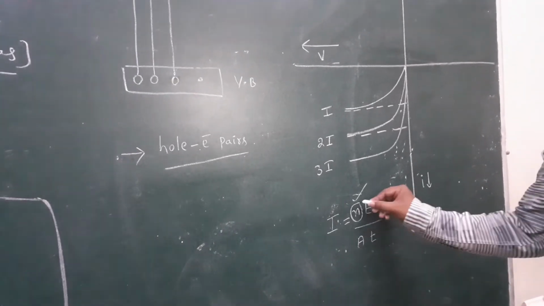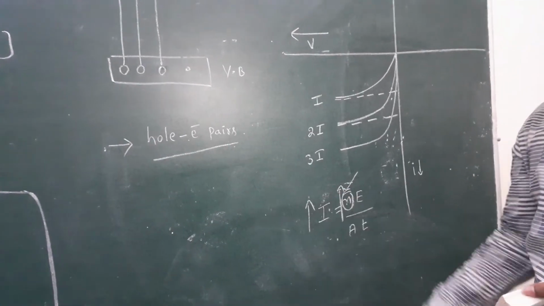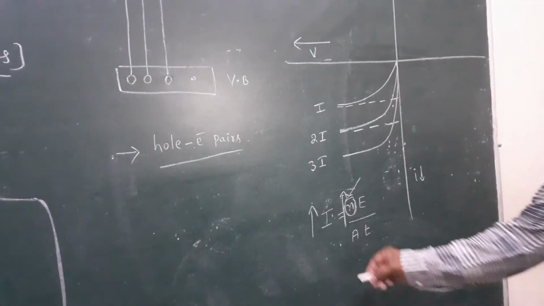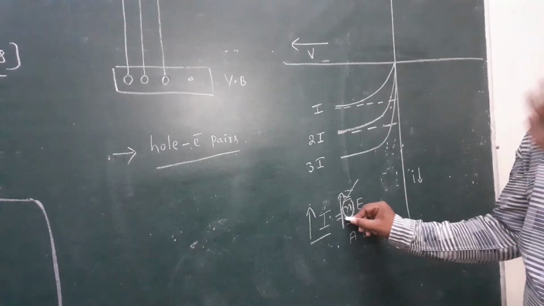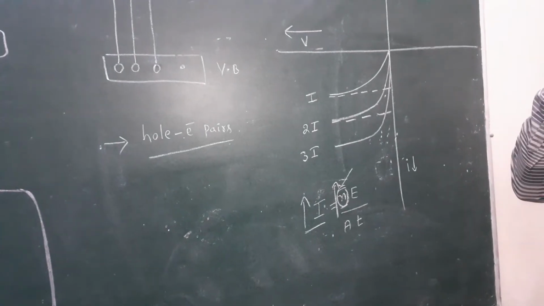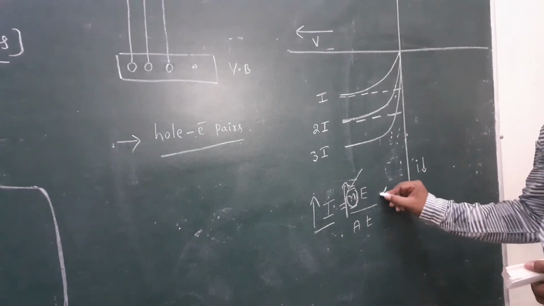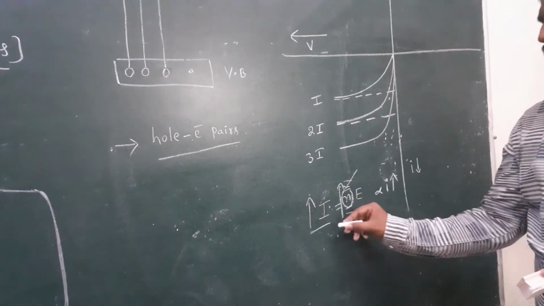That means the number of photons increases, that means intensity of light increases. Intensity of light increases means number of photons increases, number of electron-hole pairs increases. Electrons and holes, that means charge flow, is nothing but the current. So current also increases. Once again I repeat.